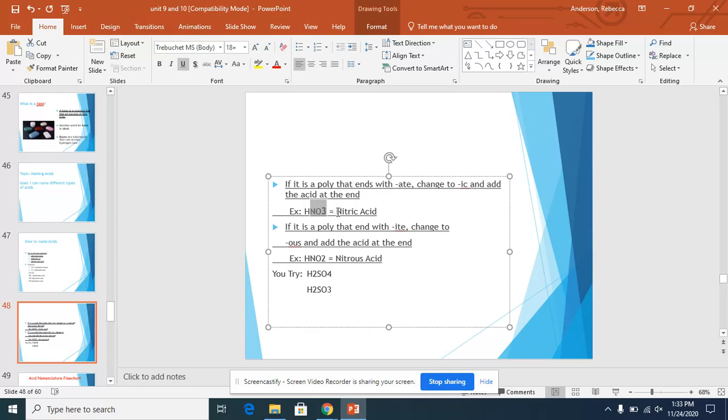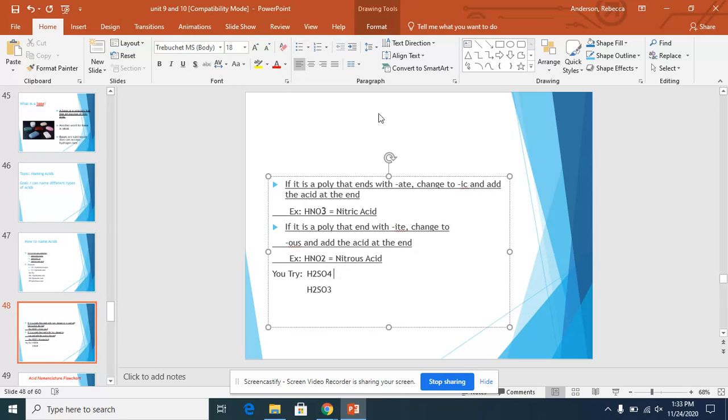Now, since it's a poly, you do not put hydro in the beginning. You just put whatever the poly is, which is nitrate. If it ends in ate, change it to ic, so nitric acid. If the poly ends in ite, you change it to ous. So ate is ic, ite is ous, and you add acid at the end. So NO2, if you look at the poly sheet, is nitrite, so it'd be nitrous acid.